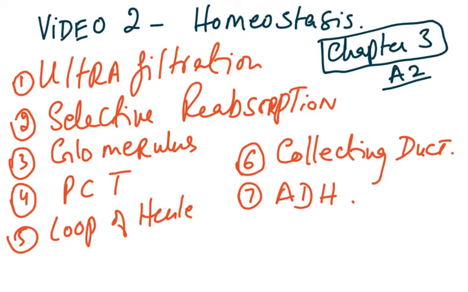Now we start video 2, which is chapter 3 of homeostasis of A2 biology. In this we're going to discuss ultrafiltration, selective reabsorption, the structure and functions of the glomerulus, the PCT, the loop of Henle, the collecting duct and ADH, and I hope I can finish this in this video.